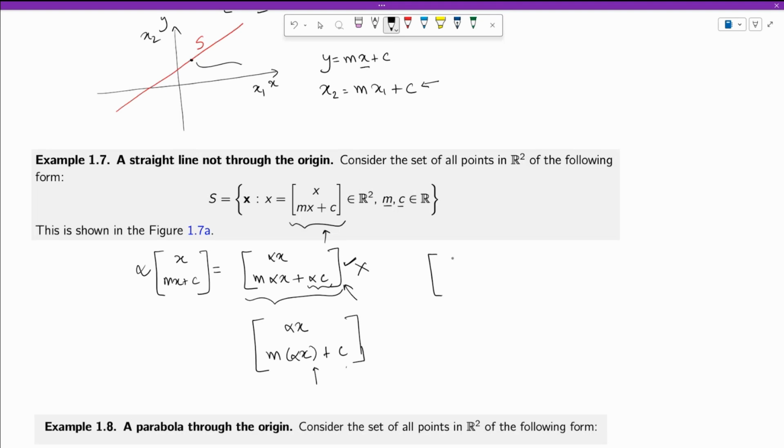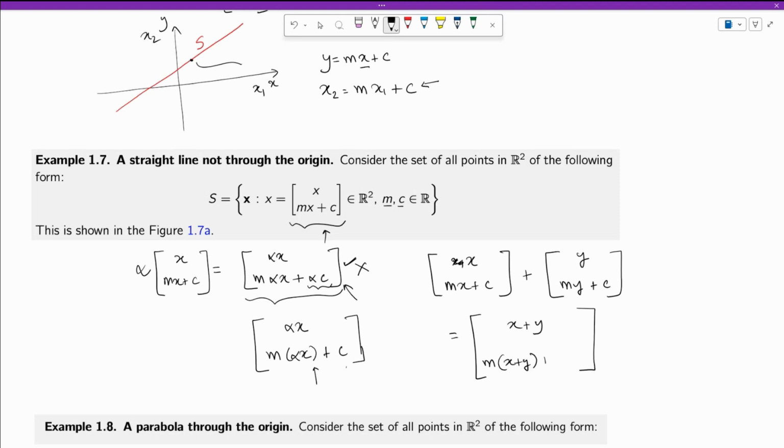So the way you would start is you take two elements from the set S. Let's call one x, which is mx plus c. This is one element. Take another element y, which is my plus c. If you add them together, what do you get? x plus y, and mx plus c plus my plus c. So we can write it as m into (x plus y) plus 2c. Now the question is, is this part of the original set that you started with?